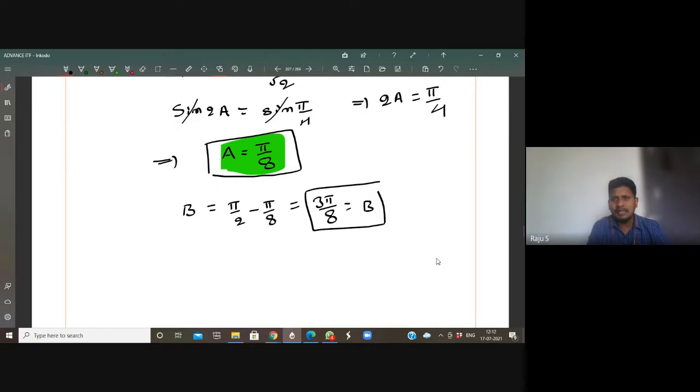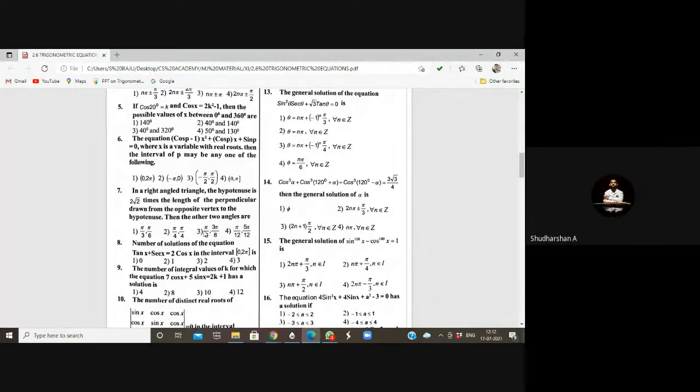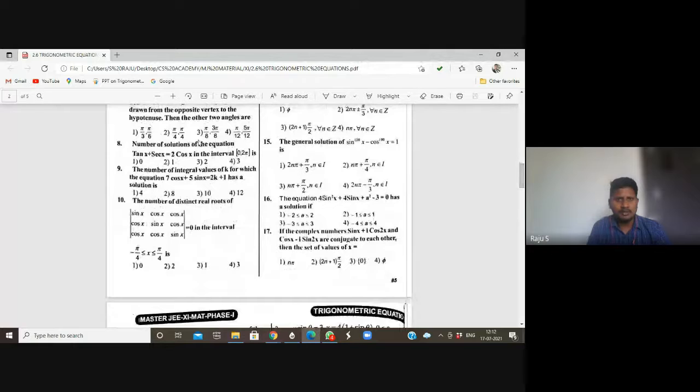Clear, students? Which is the correct option? One angle is pi by 8, so there is no need to find the other. Option 3, sir. Only one option has pi by 8. That's all.